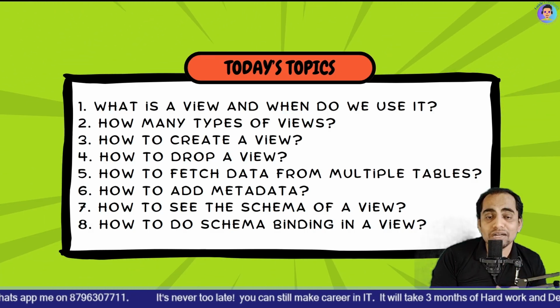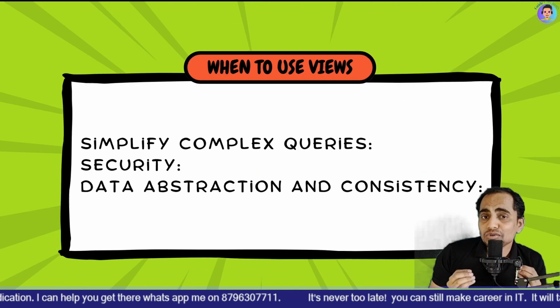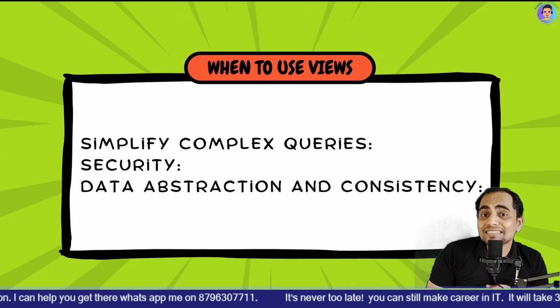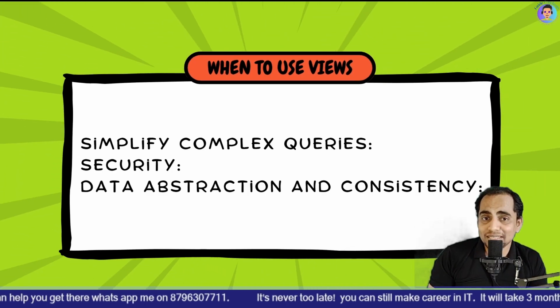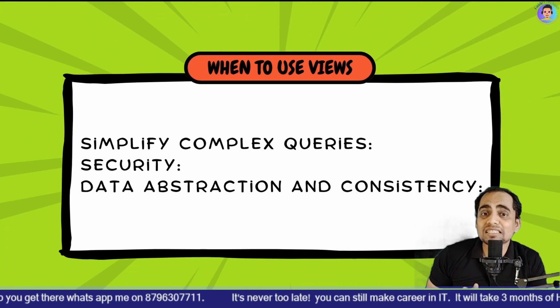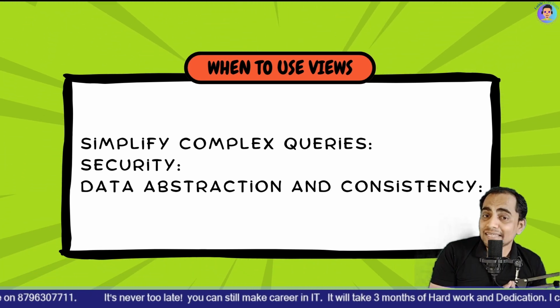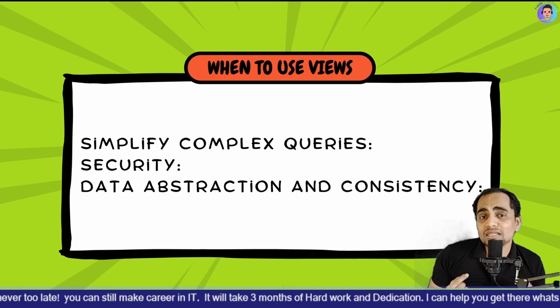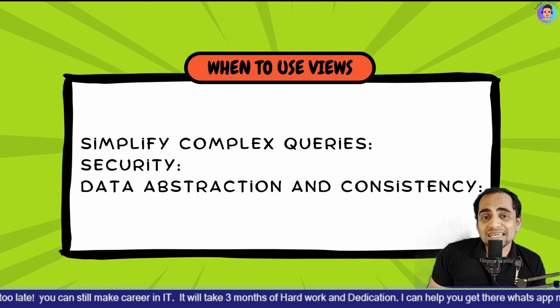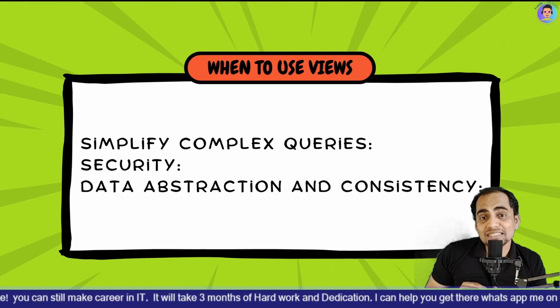What is a view and when do we use it? A view is a stored query that acts as a virtual table. It doesn't store data itself. Instead, it presents a specific selection of data from one or more underlying tables. Every time you query a view, the underlying query is executed and the result is presented to you.